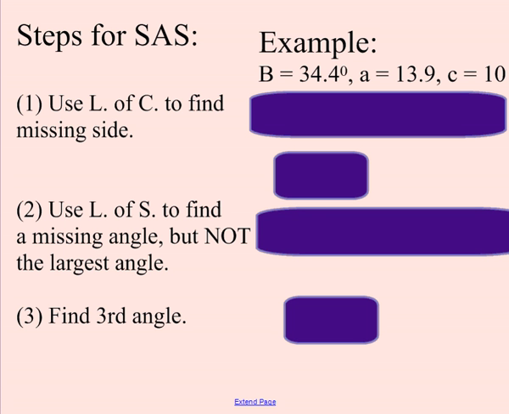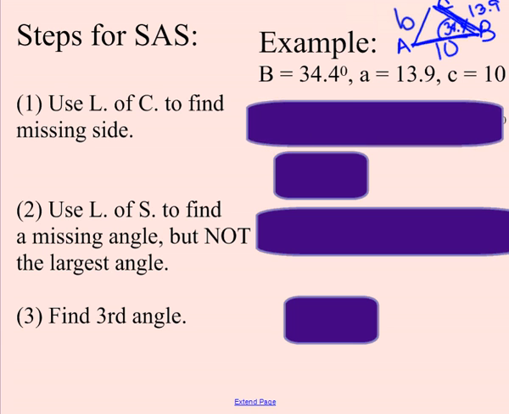Okay, so we're given this information here. I'm just going to draw that triangle so you can visualize it. If this is triangle ABC, we're given angle B is 34.4 degrees. We're given side A, which is across from angle A, is 13.9 units, and side C, which is across from angle C, is 10. So we're given this side, the included angle, and this side, and we want to find the missing side. We want to find B over here.